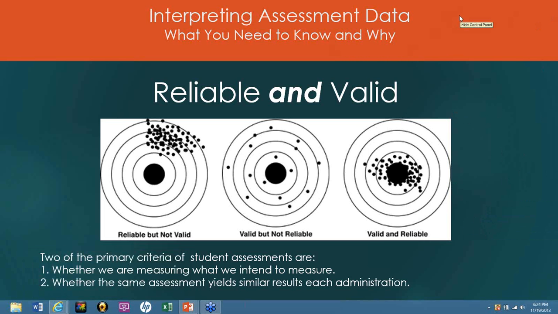And the other piece is, as mentioned, reliability: is your test getting similar results each time it's administered? You're not going to be doing any of those tests of reliability or validity, but you want to ask that question. If you're looking at any assessments, do we know the test we're giving is both a valid measure of what we're trying to measure, and is it reliable?